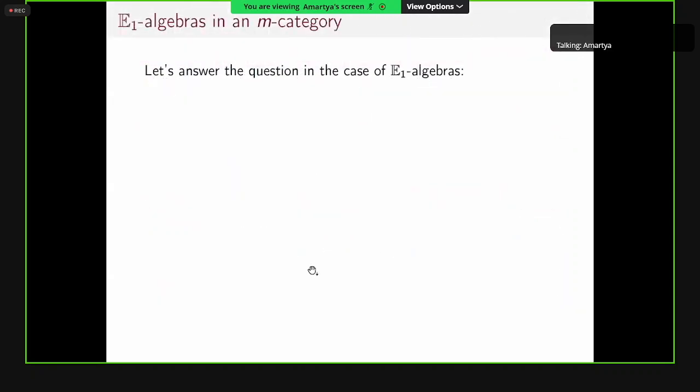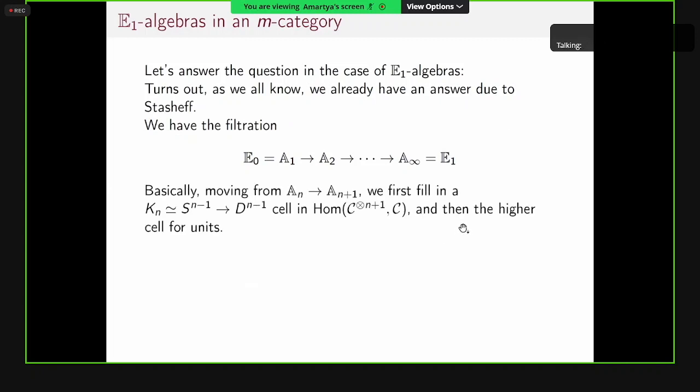Right. So moving on to the E1 case. E1 algebras are something that we all know well. It turns out we already have an answer to this. We have this filtration. I'll try to go through this section a bit fast because we know this well.